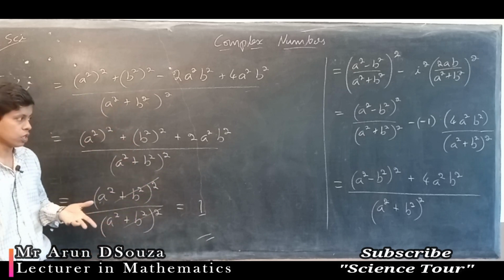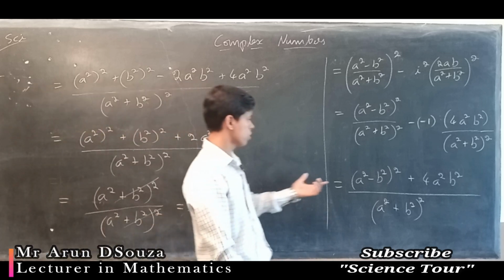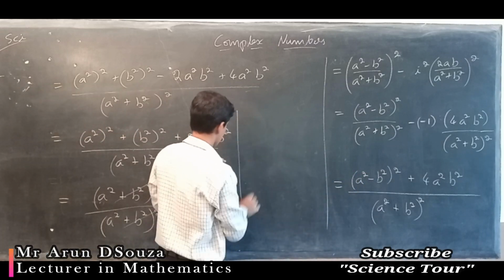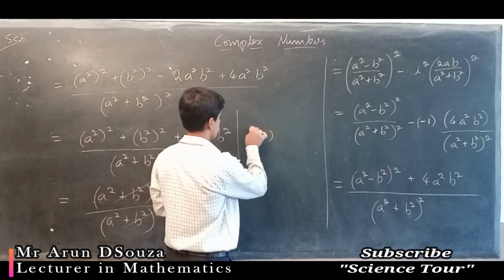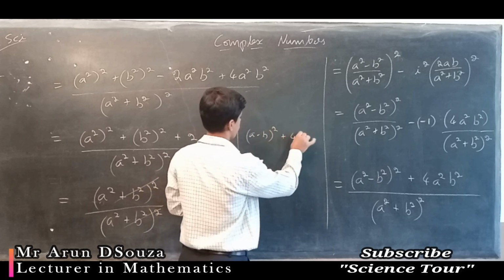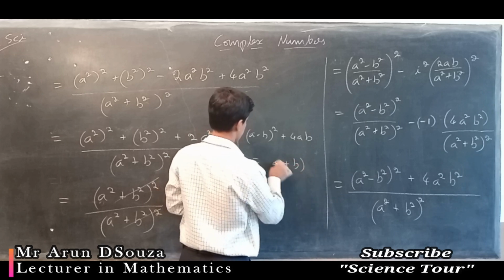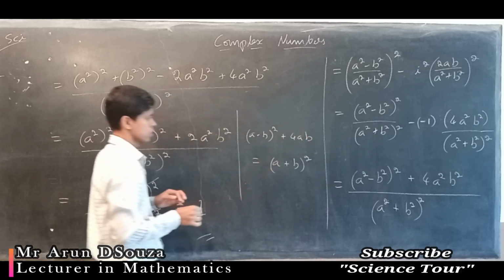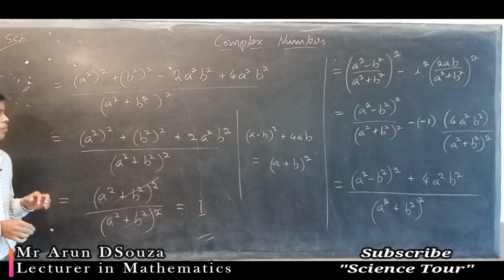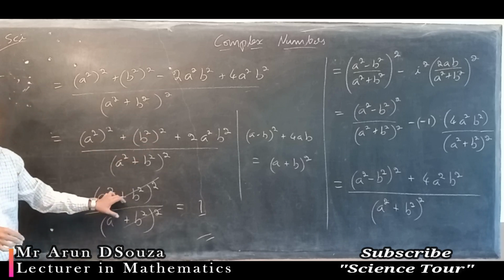and that's what we have proved. Okay, so if you know this formula, which formula, look, a minus b whole square plus 4ab is equal to a plus b whole square. So if you know this formula, you can write after that directly this step and write 1.